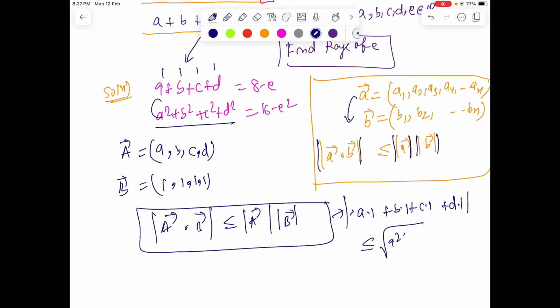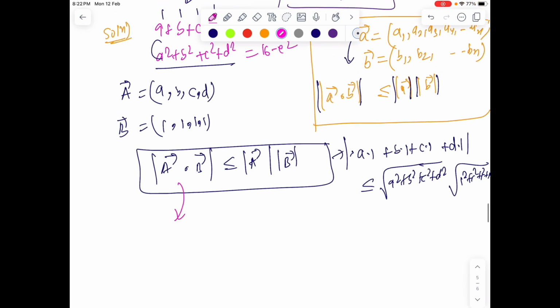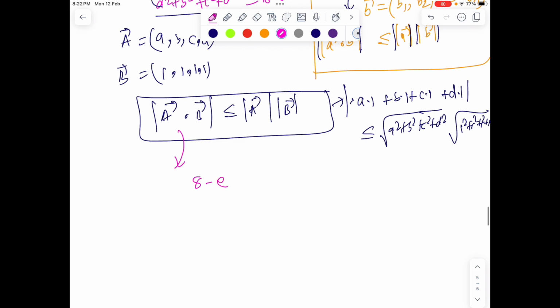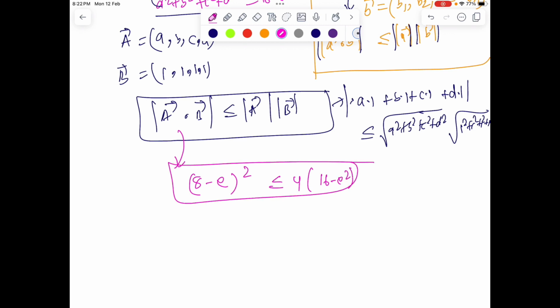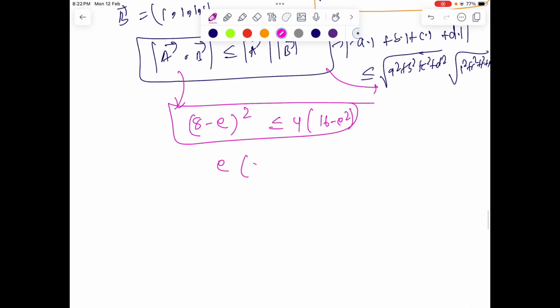But algebraically, what it tells us is: if we take A into 1 plus B into 1 plus C into 1 plus D into 1, its magnitude will be less than or equal to the square root of A square plus B square plus C square plus D square into 1 square plus 1 square plus 1 square plus 1 square. So at least for 4 dimensions there is nothing called cos theta over here, and it's still working. If I'm blindly applying this, now A dot B, we already know this value, 8 minus E whole square is going to be less than or equal to 4 into 16 minus E square.